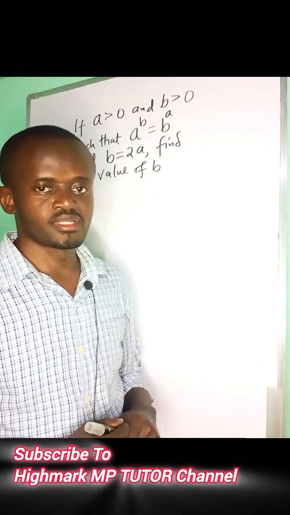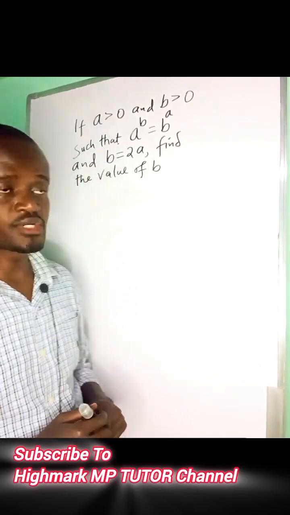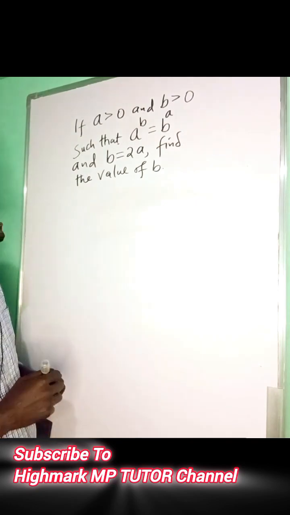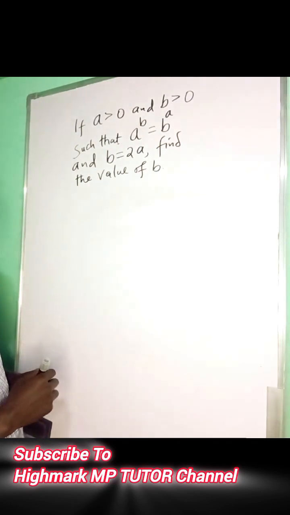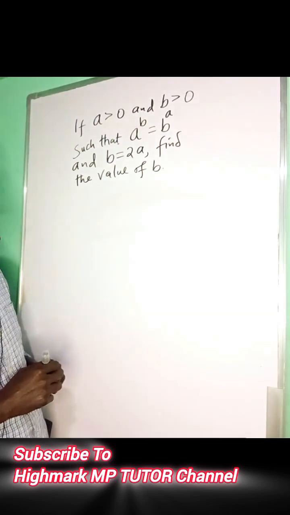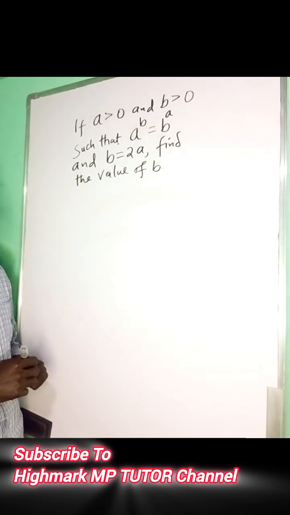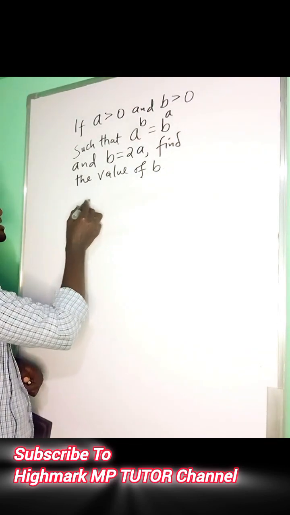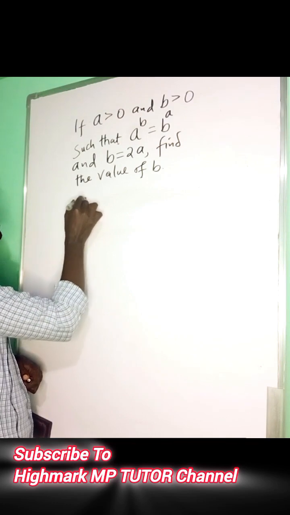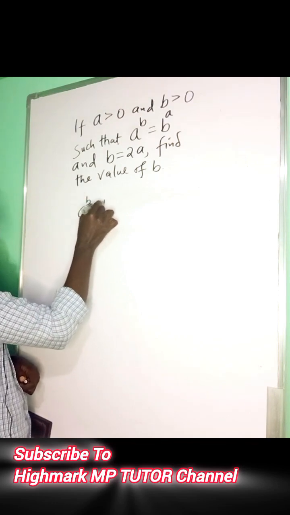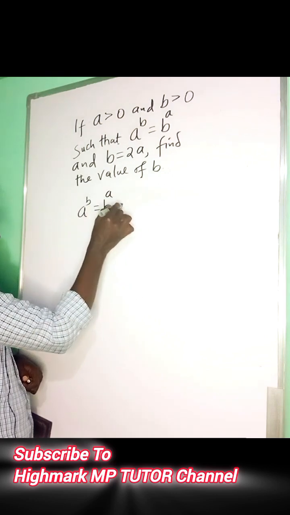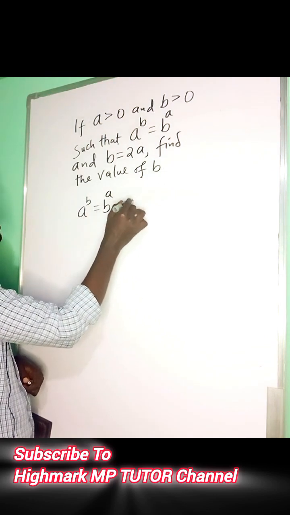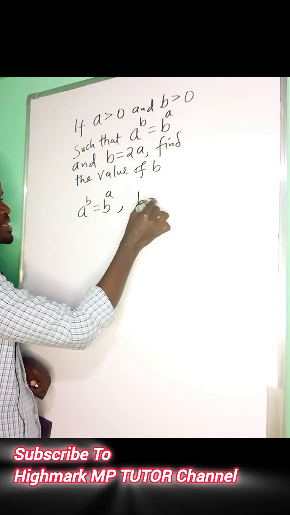Hello everyone. Today we are going to look at a question which reads: if A and B are positive numbers such that A raised to B is equal to B raised to A, and B is equal to twice A, find the value of B. Well, we are given that A raised to B is equal to B raised to A. And in addition to that, we are also told that B is equal to twice A.